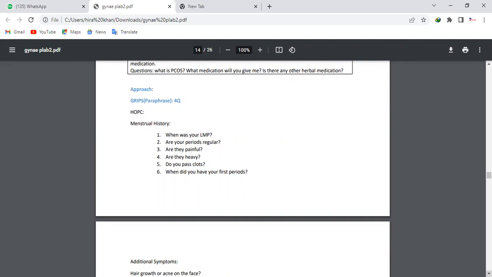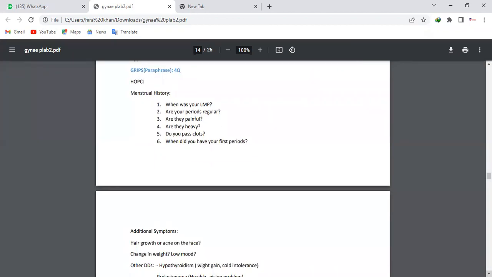You need to ask all the others. For example, first of all, start with the menstrual history, everything that Dr. Sudan mentioned. When was the last LMP? But how were your periods before that? Were they regular? Were they painful? Were they heavy? Did you pass clots? Have you passed clots previously? And when did you have your first periods?